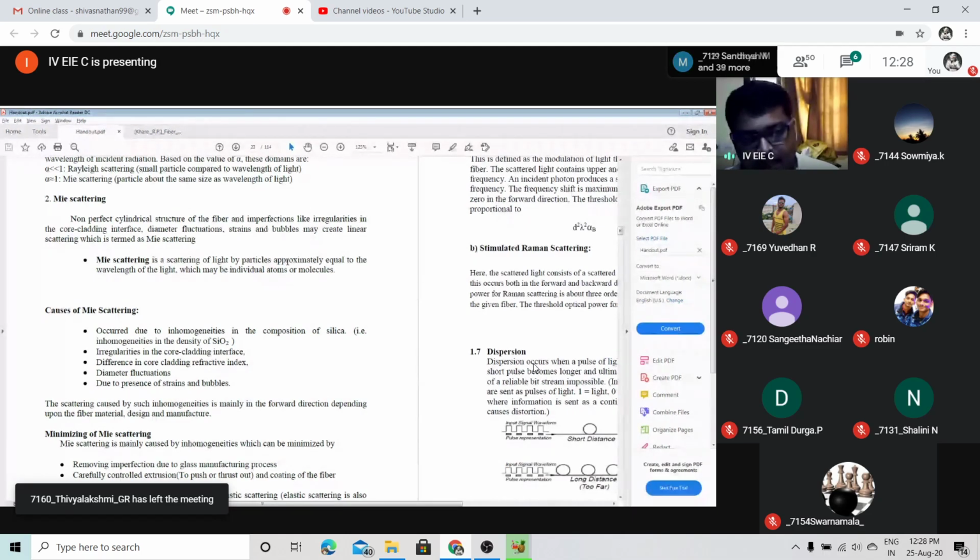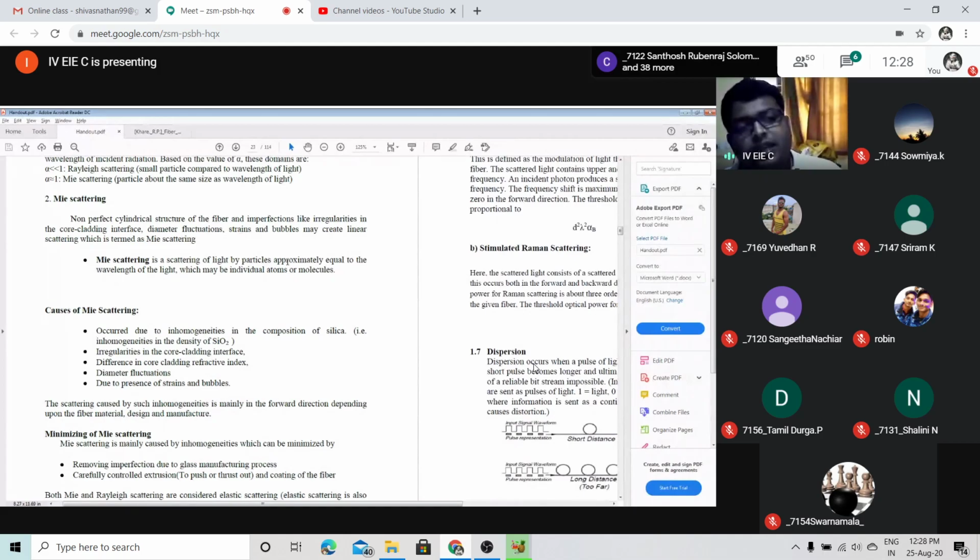Okay, these irregularities are simply because of structures greater than the molecular structure. So the irregularities due to the core-cladding interface, the irregularities found in the diameters of core and cladding, or the difference in refractive indices between core and cladding, all these correspond to Mie scattering losses. Clear? So Mie scattering corresponds to the scattering of light by structures approximately equal to the wavelength that is being propagated.